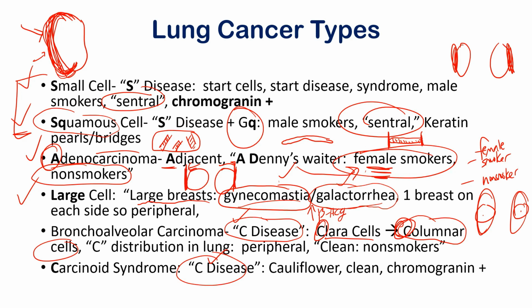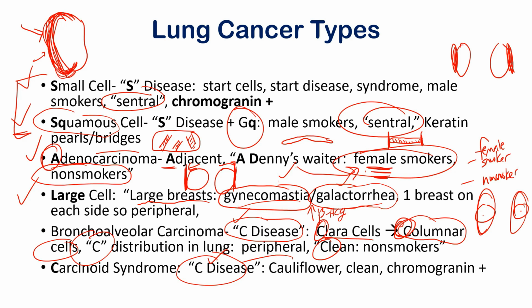And then the other thing for C, so we've covered the C distribution of the lung, and that lets you know that's peripheral. And the other thing is that C for clean. So think of drug addicts, and oftentimes when a recovering drug addict who's going to some rehab or whatever, they say, I've been clean for 6 months, or I've been clean for 1 month.